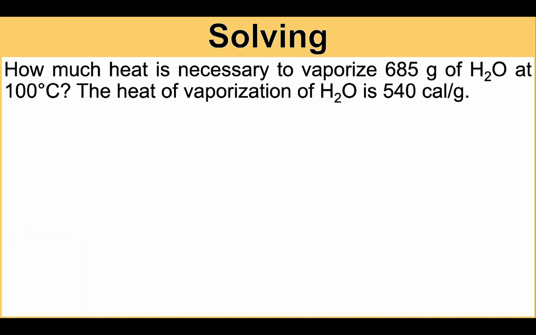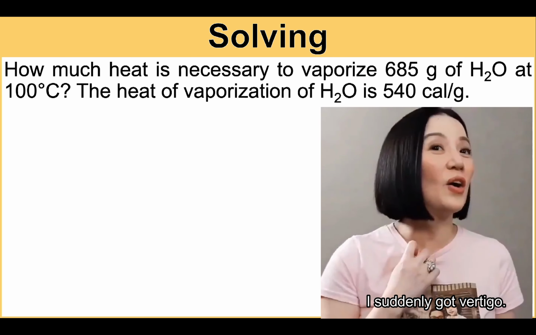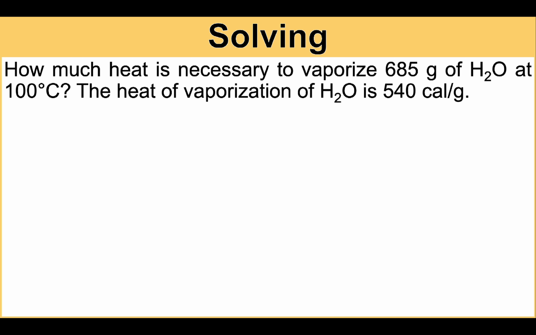Okay, so let's try to solve some problems. How much heat is necessary to vaporize 685 grams of water at 100 degrees Celsius? So the heat of vaporization is 540 calories per gram. The first thing that you need to do is to write the given. So we have 685 grams of H2O. We also have the heat of vaporization, which is equal to 540 calories per gram.